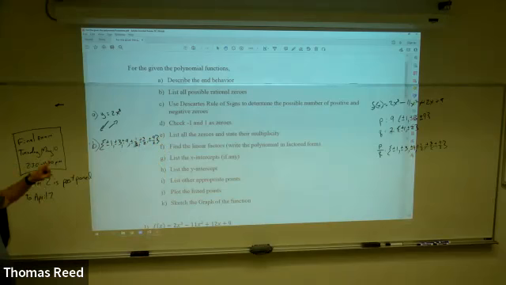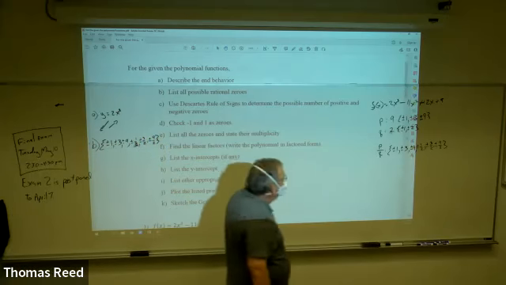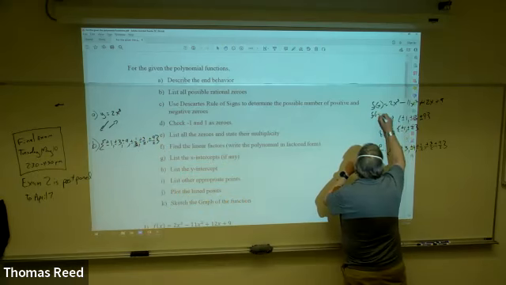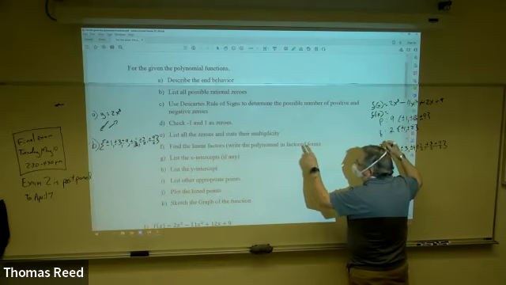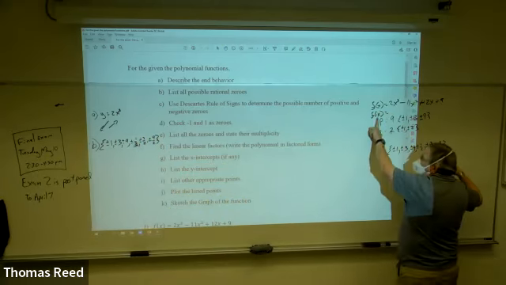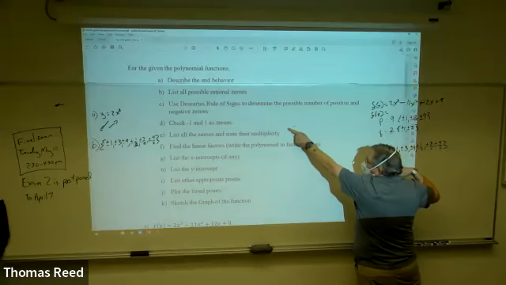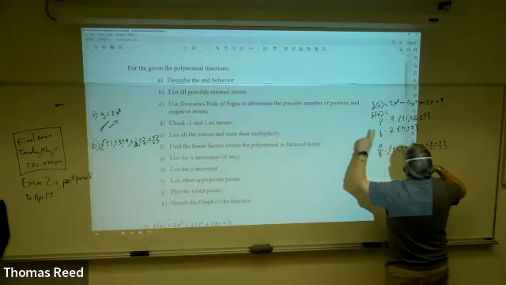Now I'm going to use Descartes' rule of signs to determine the possible number of positive and negative zeros. But first, I'm going to look at what f of negative x is before I start doing that, because I'm going to use this for this. I'm also going to use it for letter D.